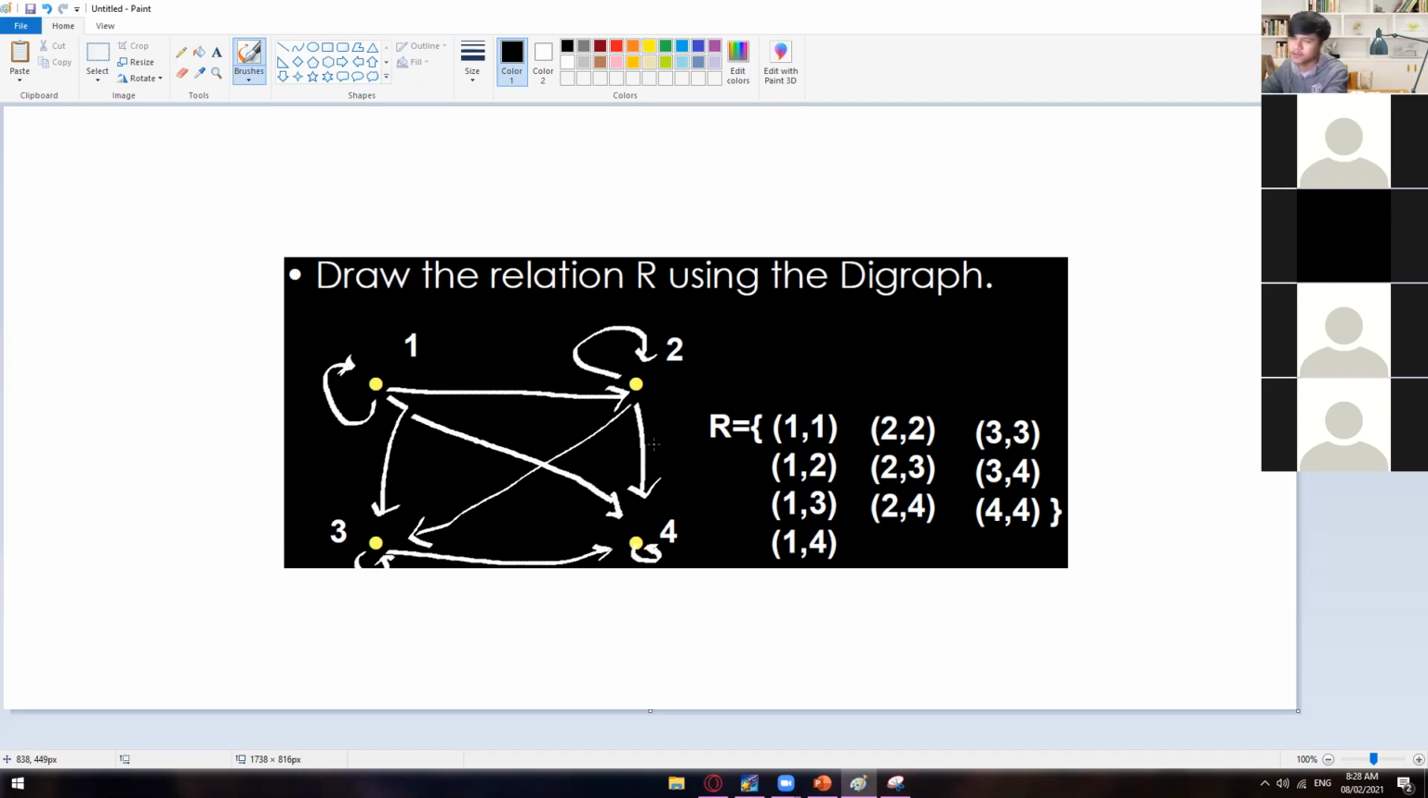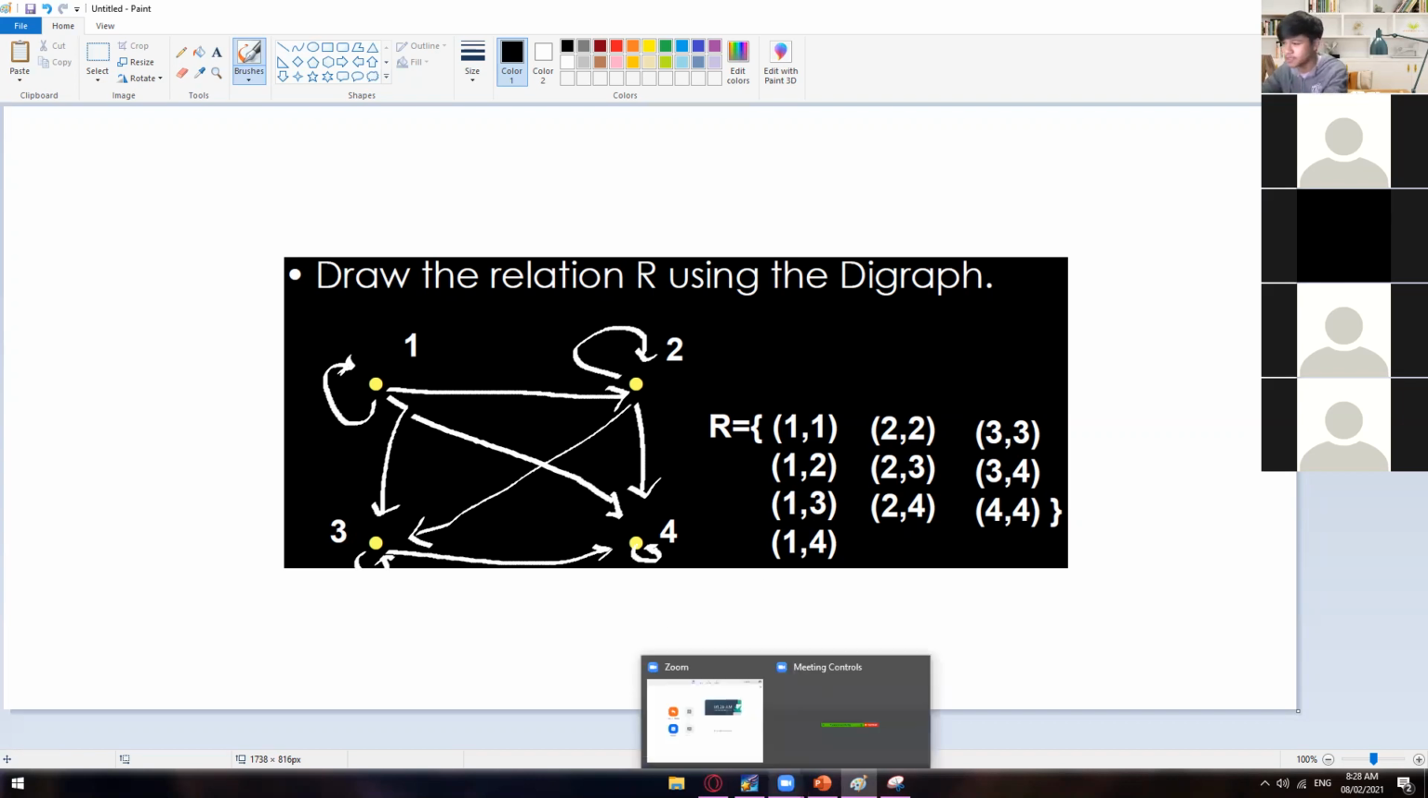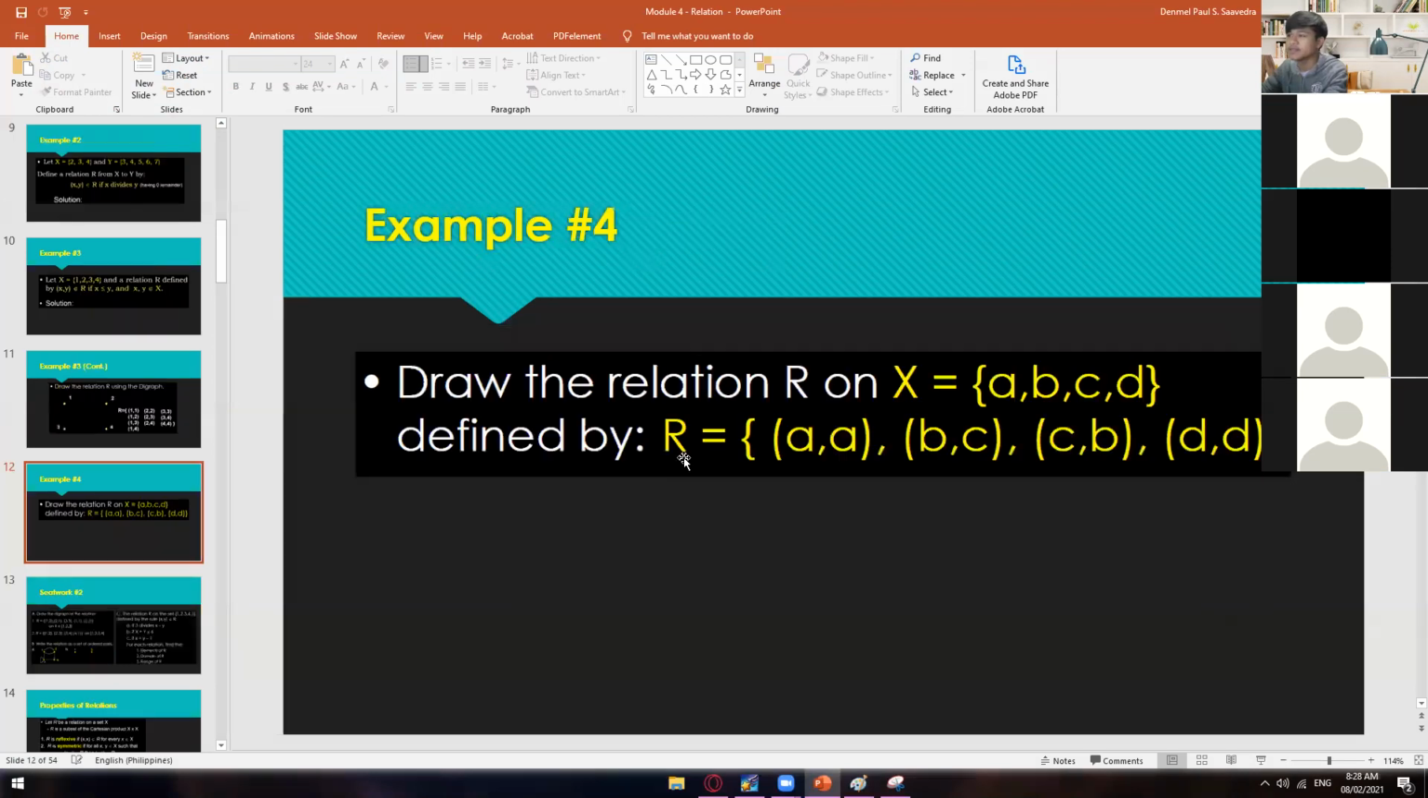Okay. So did you get it so far? Yes, sir. All right. So this one is super easy to follow. Just know the coordinates of those. All right. So let's have another example.